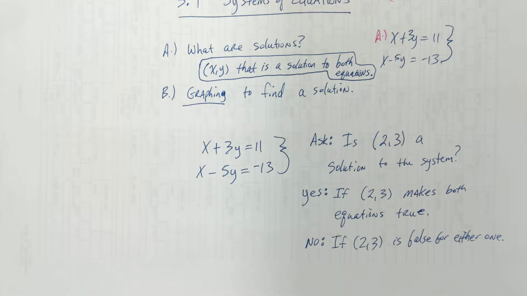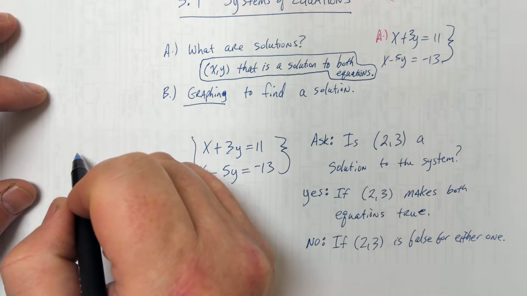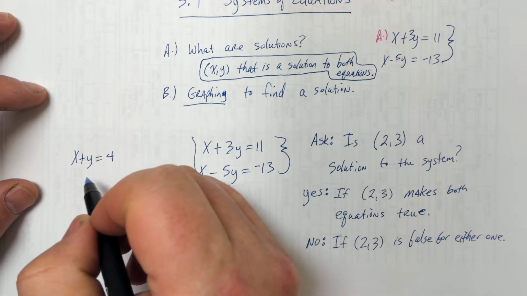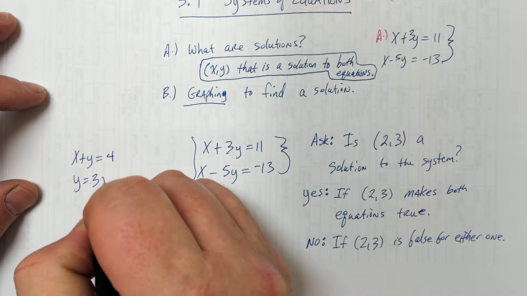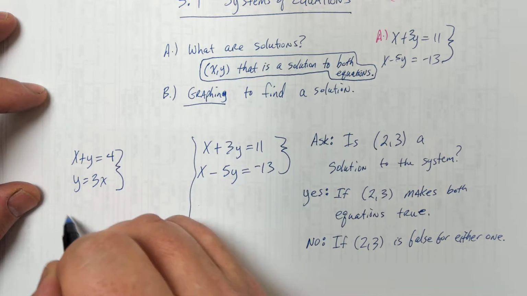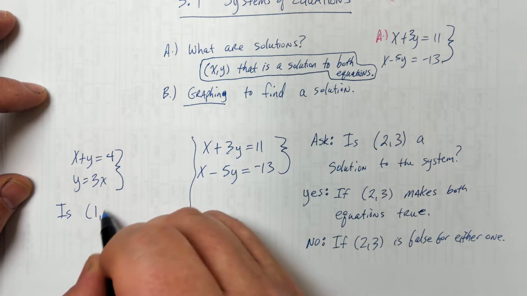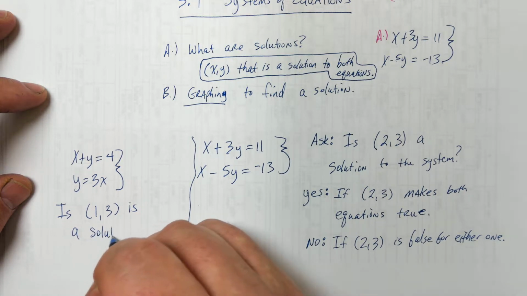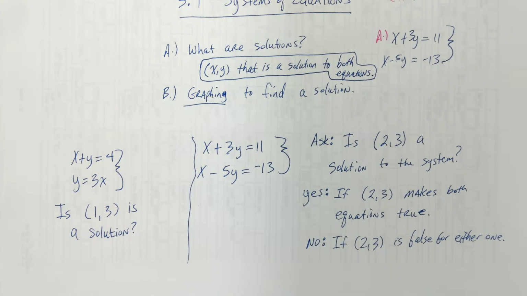Okay, let's do a different one. X plus Y equals 4, and Y equals 3X. So that's our system, right? And we want to see if 1, 3 is a solution. I want you to see if 1, 3 is a solution.